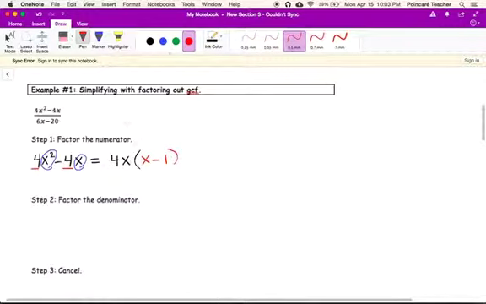As a quick check of how this process works, I'm just going to distribute. 4x times x is 4x squared, and 4x times negative 1 gives me negative 4x. So this is the factored form of the numerator.